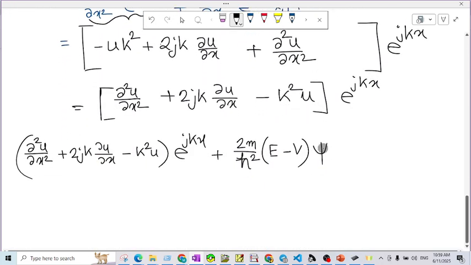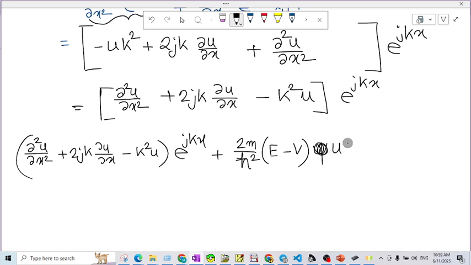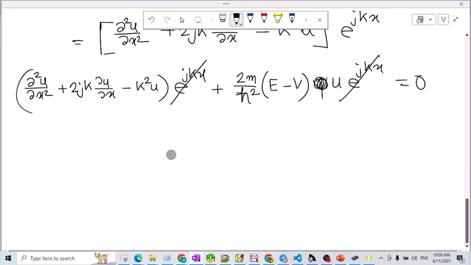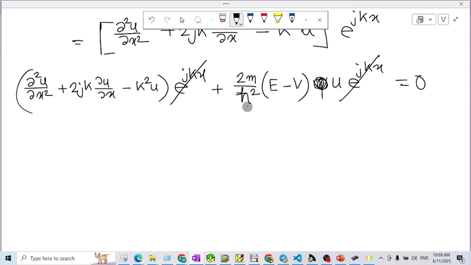So instead of psi, let's write here u(x), then e to the power jkx is equal to 0. So e to the power jkx cancels out, and again e to the power jkx cancels out. Then we have an equation like this.